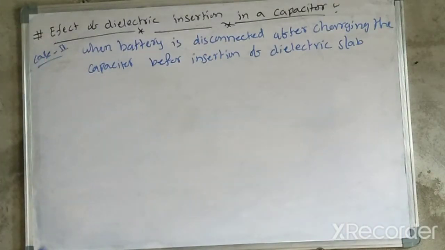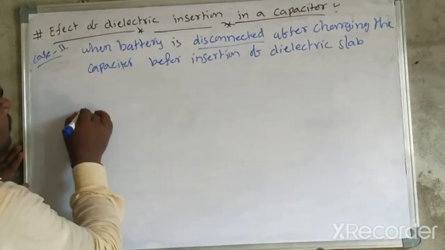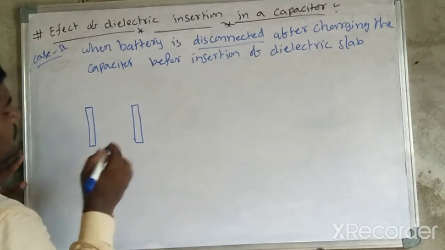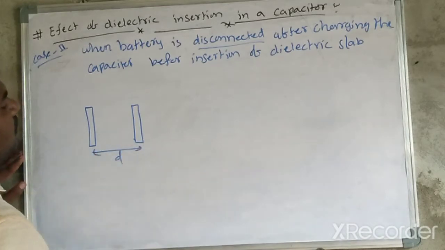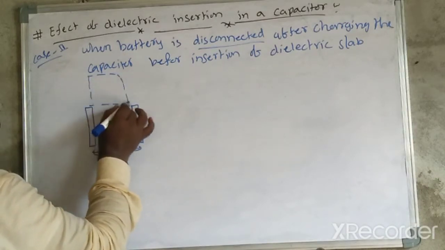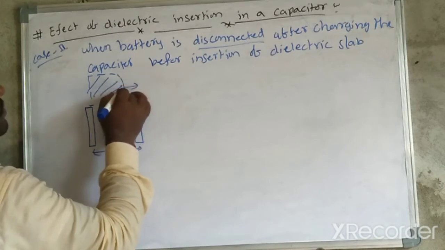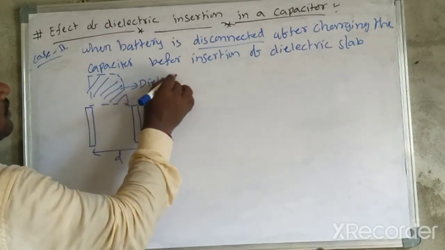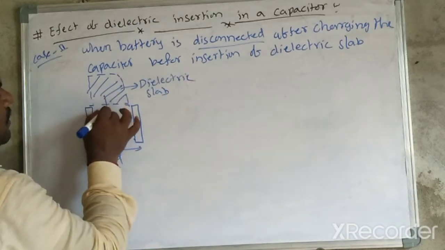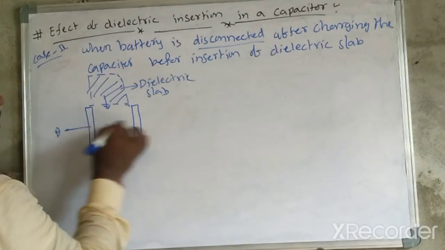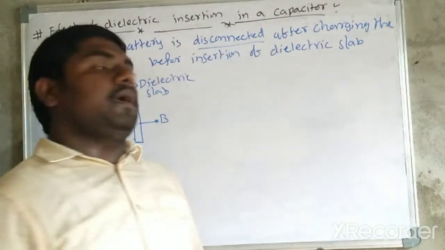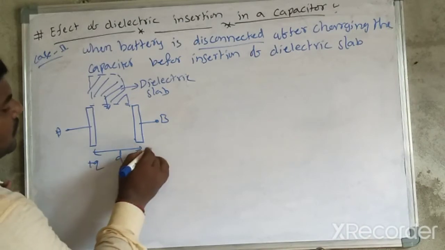So here, disconnecting, this is one plate, this is another plate. Here also these two plates have the same length and width, and the separation distance is d. So this is the dielectric slab, and it is inserted here. This is the A terminal, this is the B terminal. In between A and B there is no battery. So here is the positive charge, here the negative charge.